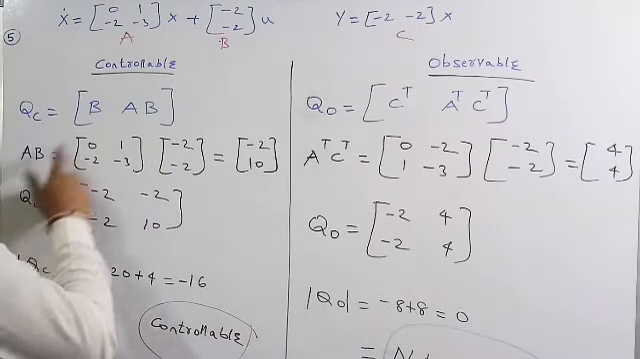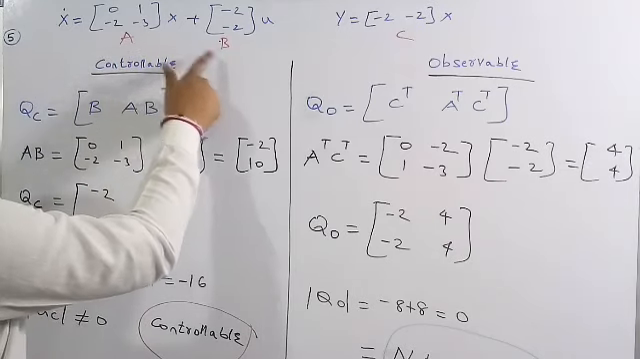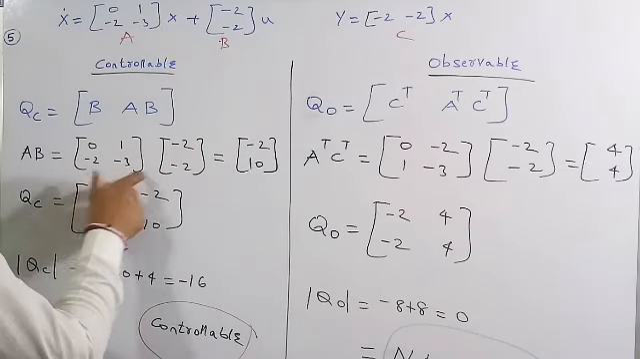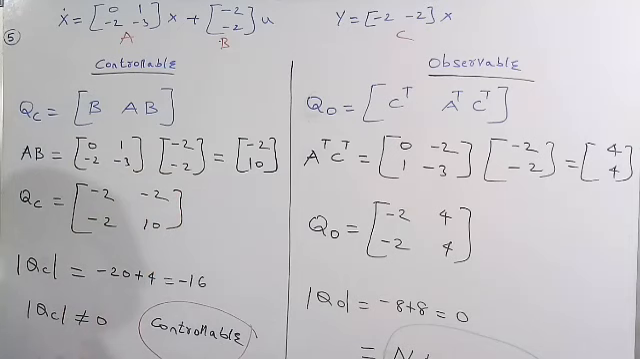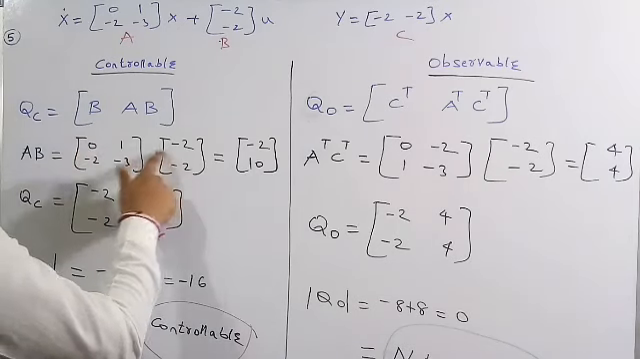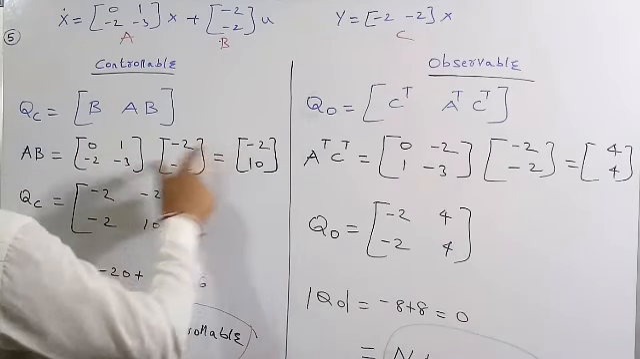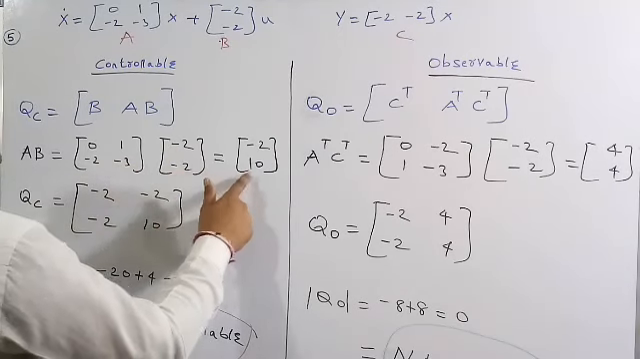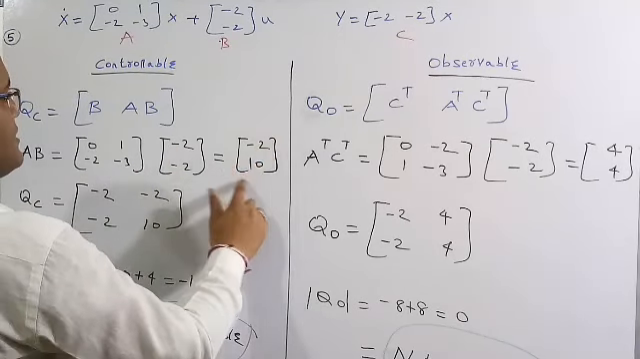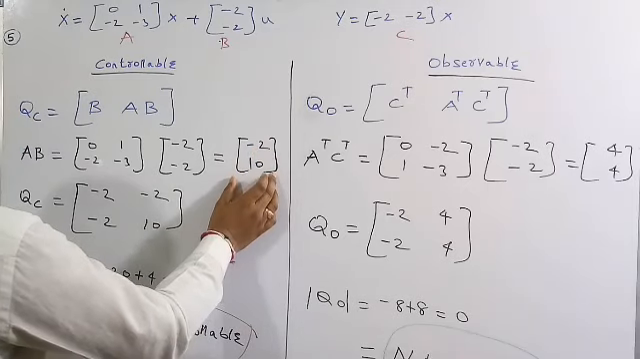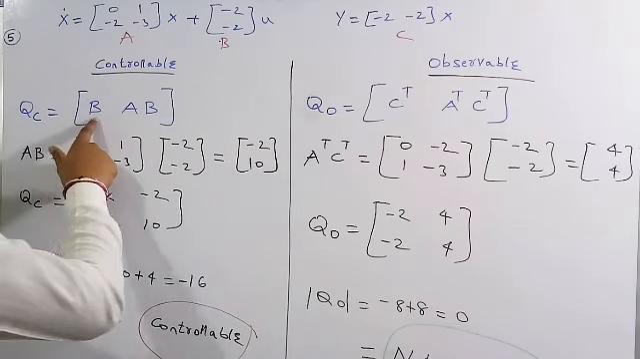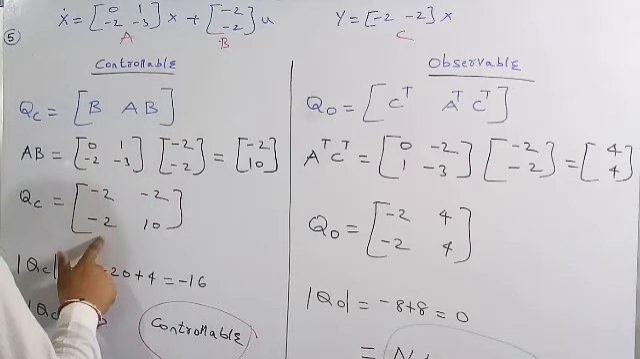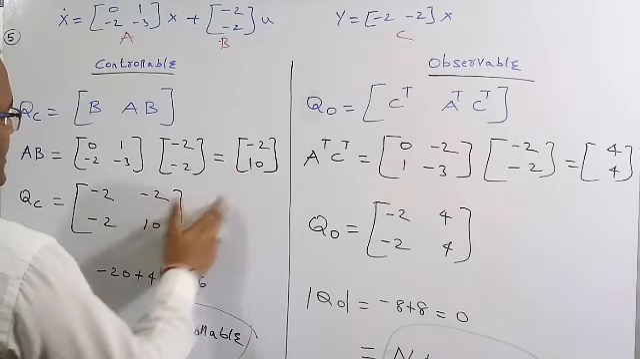So first we need to find AB. We know the A value and we know the B value. I kept the matrices A and B and then did the matrix multiplication. 0 into minus 2 plus 1 into 2 will become 2, and similarly minus 2 into minus 2 plus minus 3 into 2. After simplification we get this column matrix. Now in Qc, the first column is B, which is [-2; 2], and the second column is AB, which we know is [2; -2].